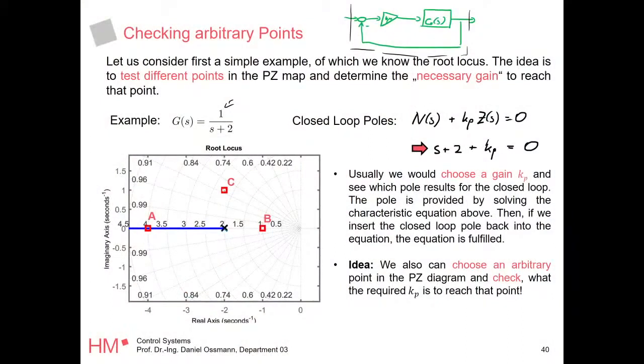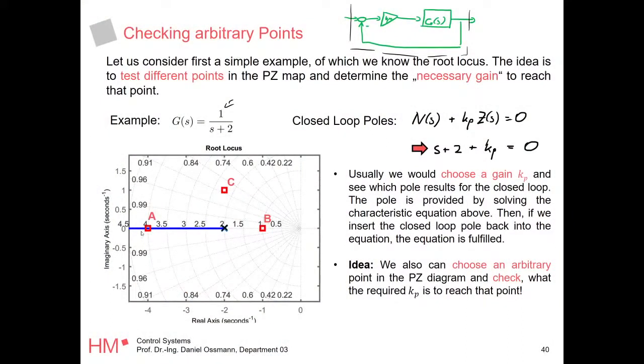So, if I tell you, place the pole to -1, can you reach that with a proportional feedback? Your answer would, for this example, be immediately no, because you look at the pole zero plot. But can we check that mathematically, right? So this is how we want to do this for this example where we already know the solution.